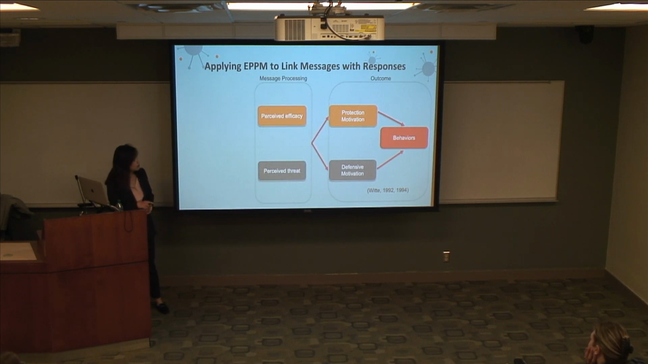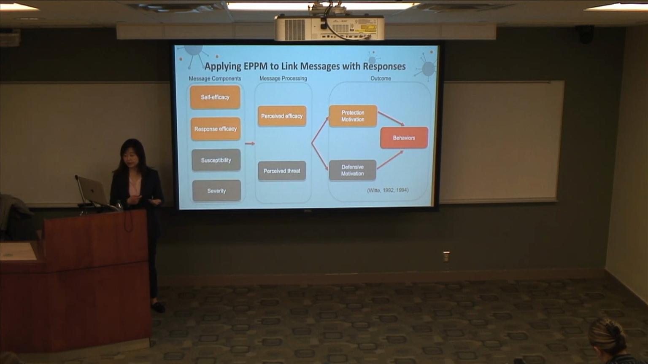To evoke protection motivation, people need to perceive comparatively high levels of threat and efficacy. In order to have certain levels of threat and efficacy, message features, or messages in general, need to have corresponding efficacy components and threat components.